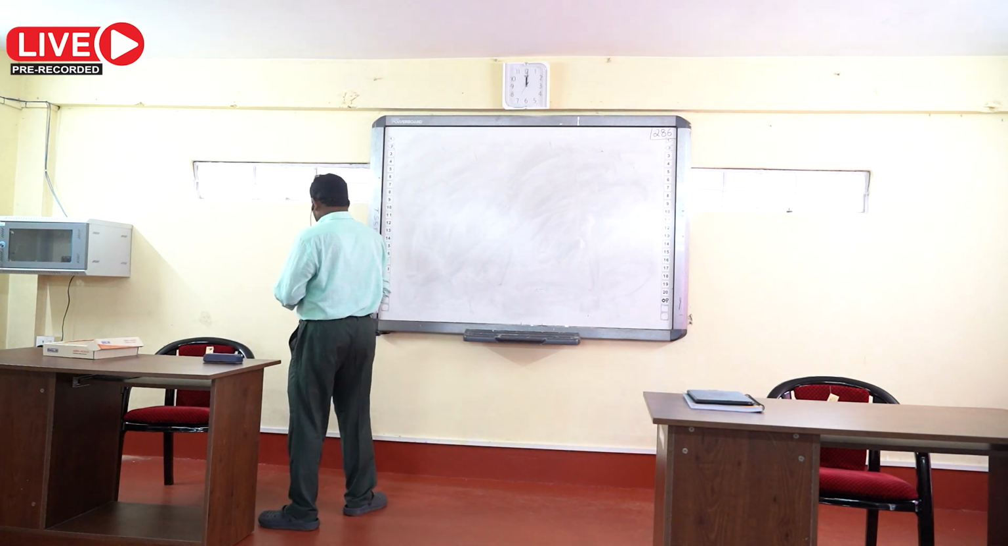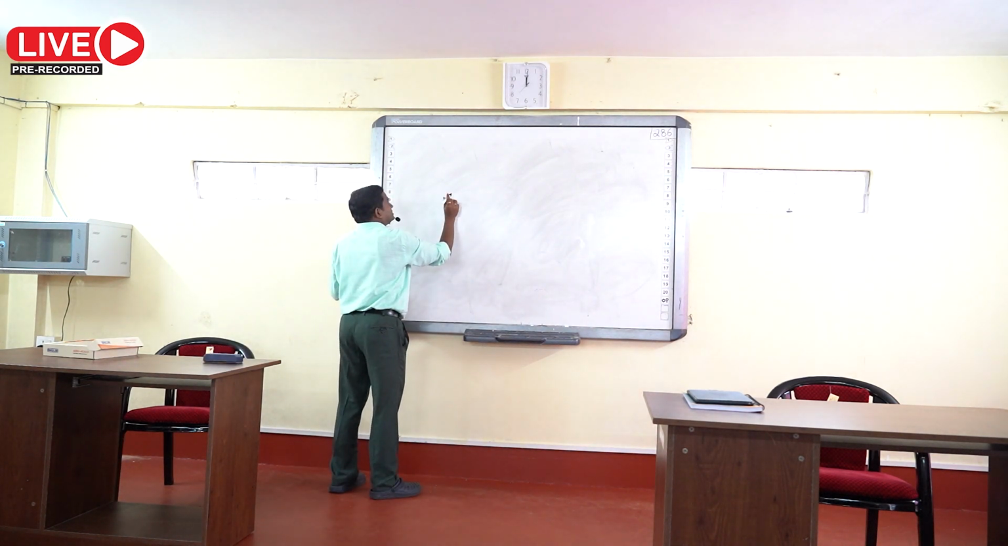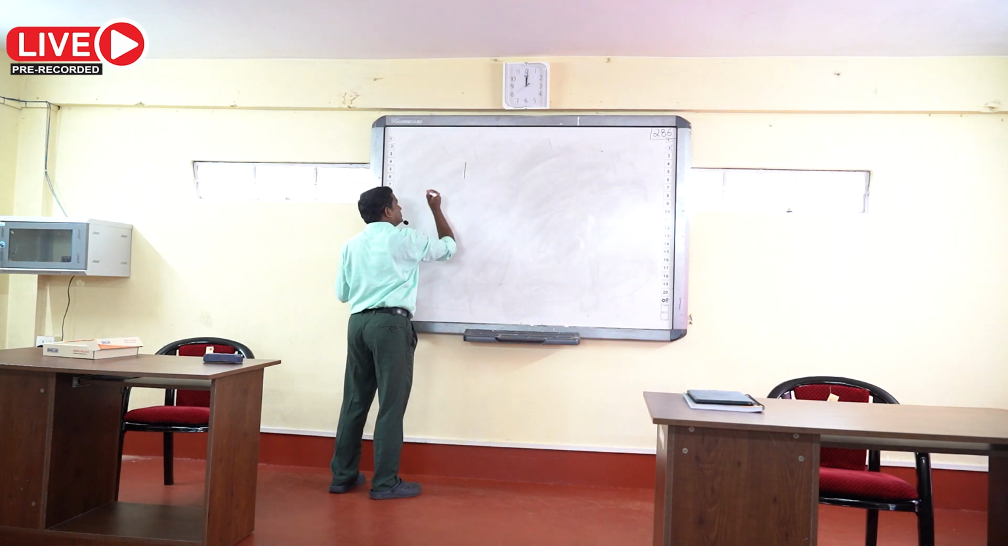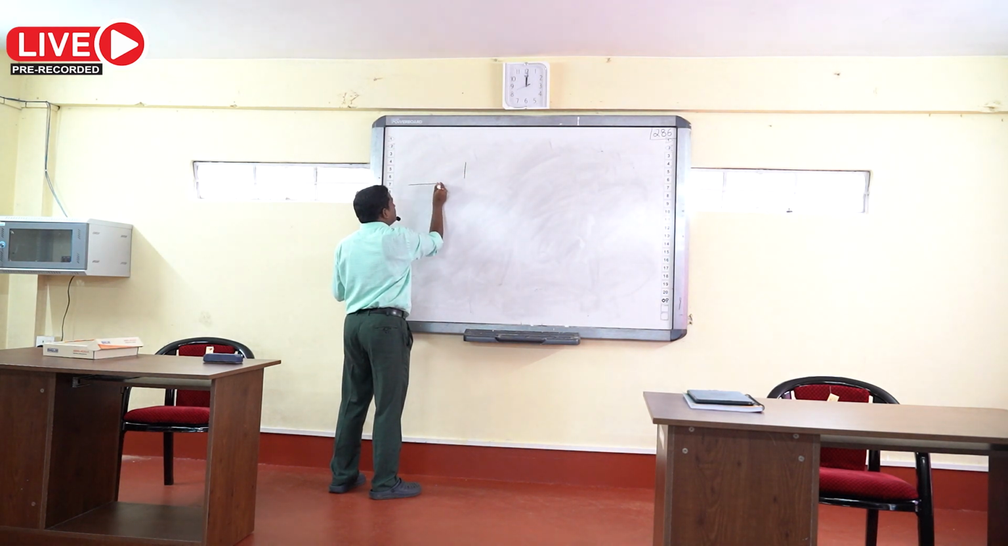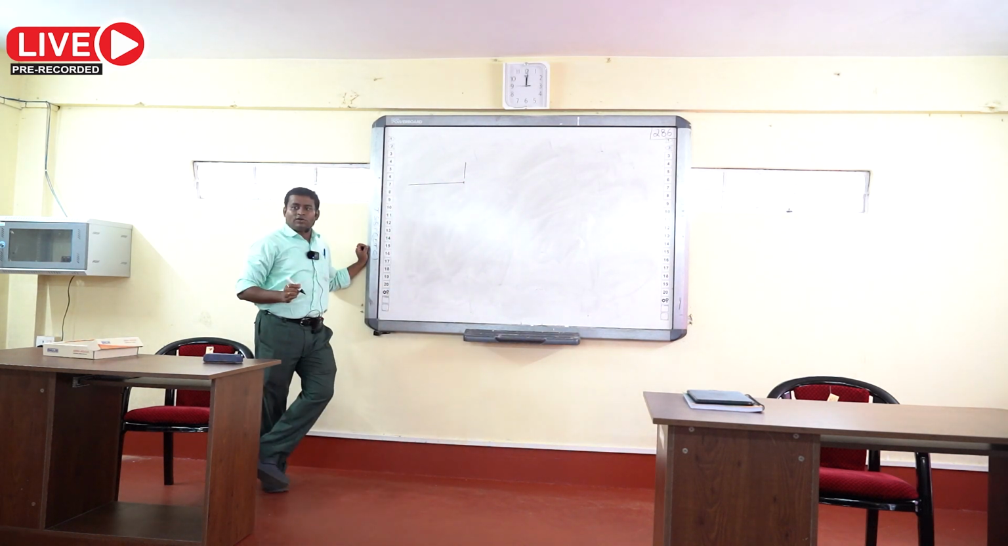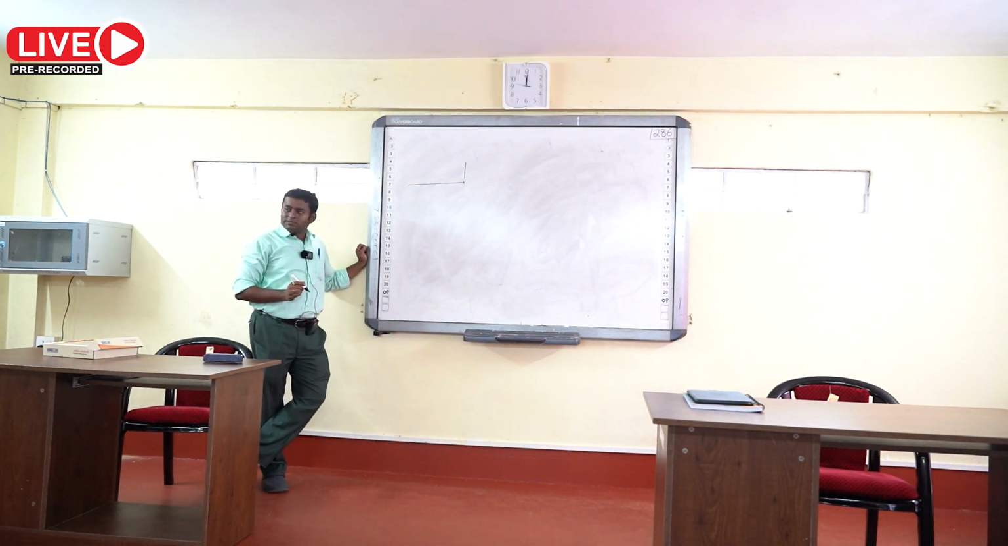First case, suppose this is the electric post, this is the train, the front point of the train in front of the post. So what is the speed of the train now? U.